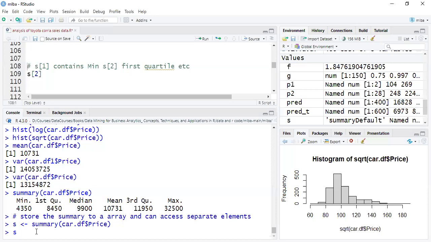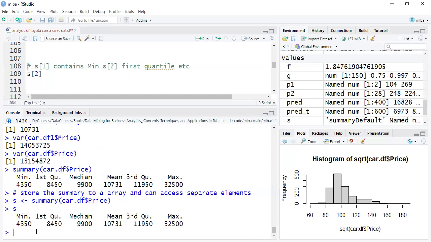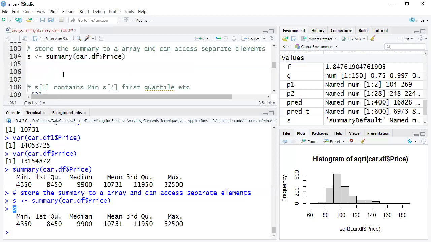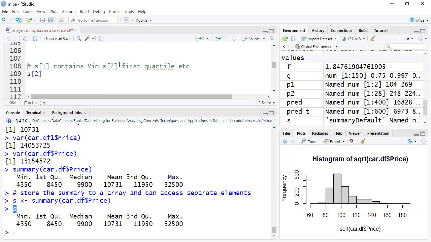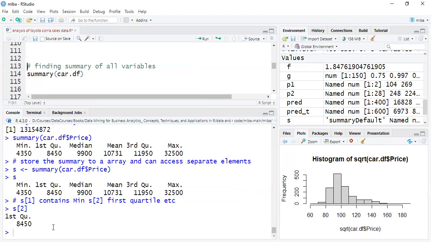If you want to see the observations in S, just type S and enter. All of the 6 values which were shown in the previous command are stored in S, and you can access the elements of S. How many elements does S have? It has 6 elements. S1 contains the minimum, S2 contains the first quartile, and so on. If you want to see the first quartile, just run S2. Only the first quartile is shown.